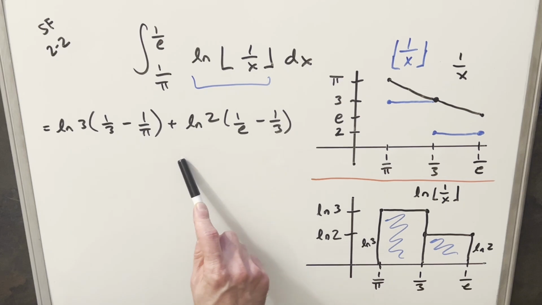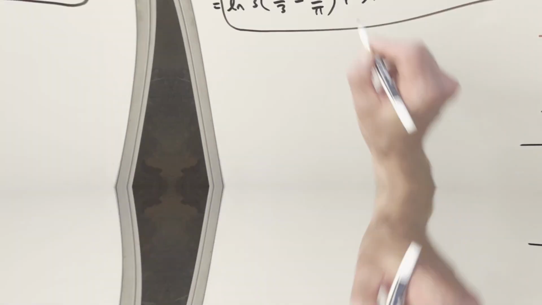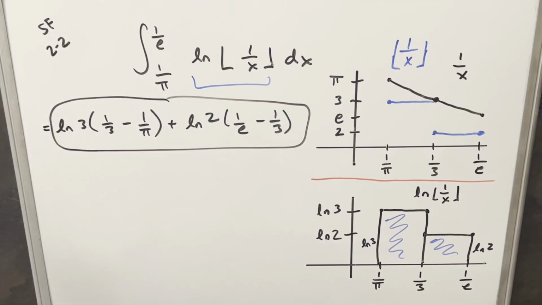You could try to simplify this, but this actually matches what they have in the answer key, so I'm just going to circle it and call it good. So there you have it, doing a whole integral without any integration, just calculating the area from the graph.